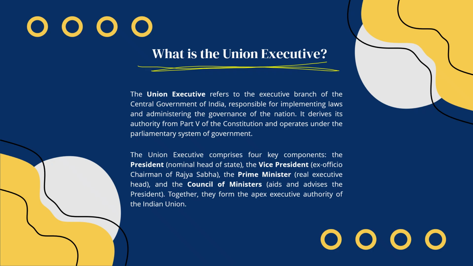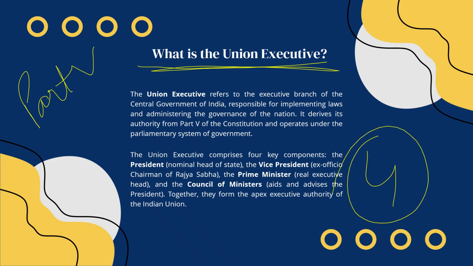The Union Executive gets its power from Part 5 of the Constitution, and it works under the parliamentary system of government. So the Union Executive is not just one person, it has almost four key components. That is the President, Vice President, Prime Minister, and the Council of Ministers.